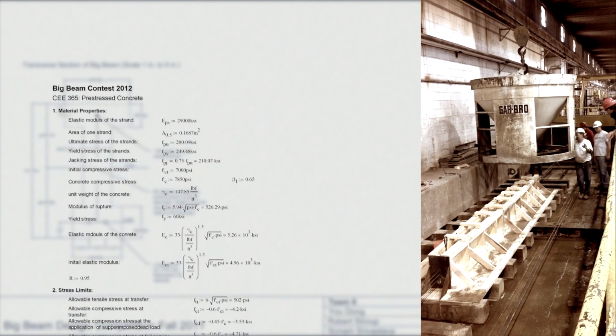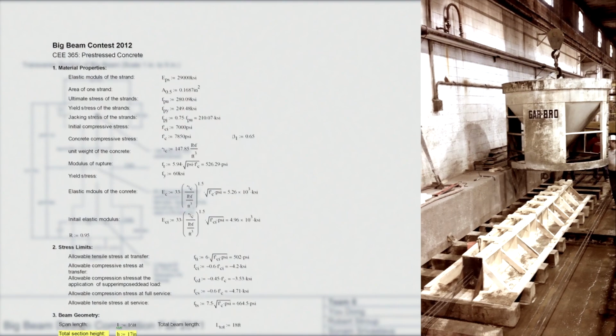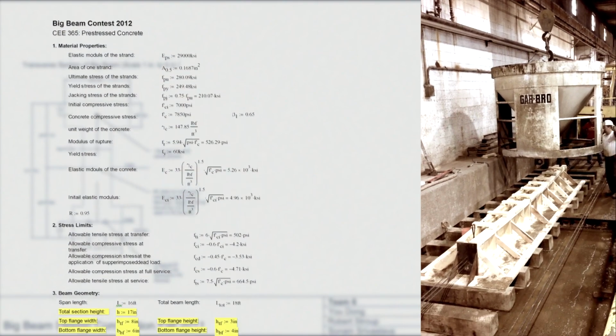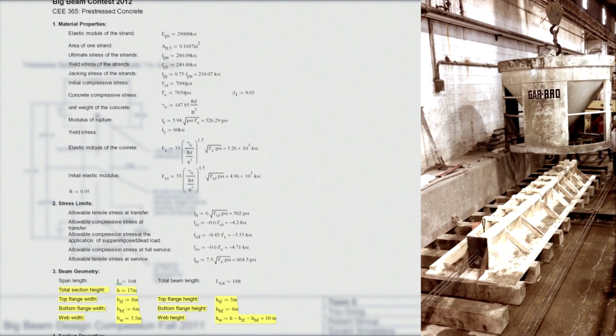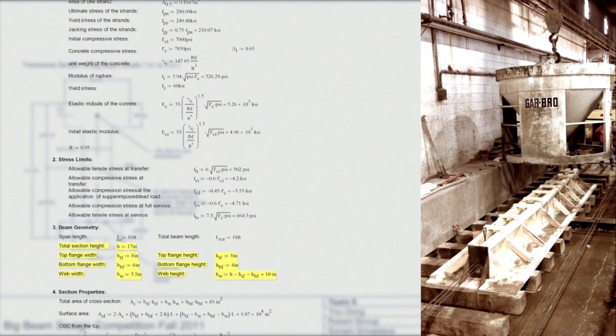The overall judgment criteria for this project included 4 parameters for the design of the big beam. 1. The design had to be accurate. 2. It had to be inexpensive. 3. It had to be light in weight. And 4. It had to maximize deflection.